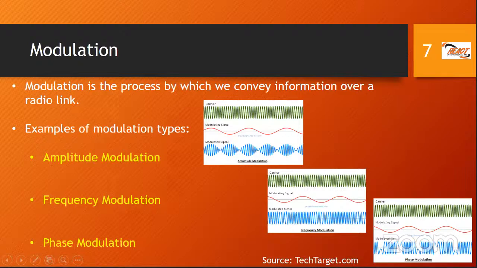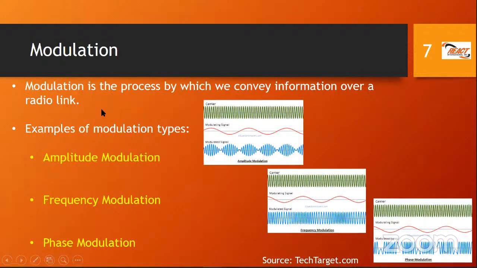So we start off today's theory with modulation, but this should not be a stranger to us in that we dealt with modulation during the technician class. And some of what we are doing here really is a rehash of that, but with a little more detail. So what is modulation? Well, it's defined as the process by which we convey information over a radio link.